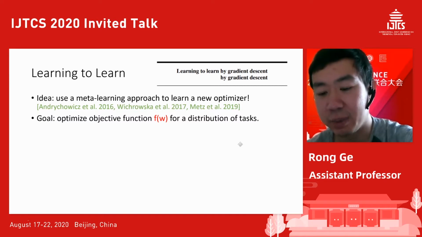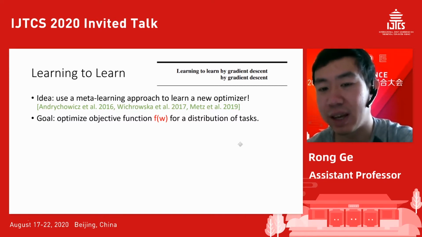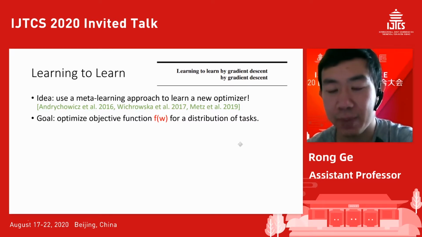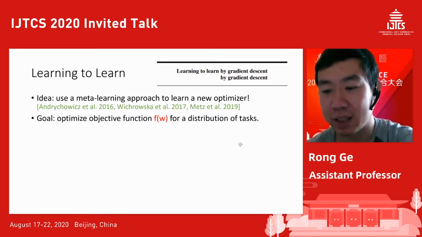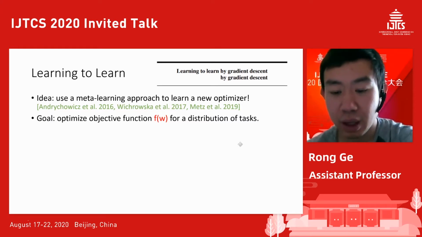CIFAR10 has 10 classes, ImageNet has 1,000 classes. You can sample, let's say, half of the number of classes and use that as one of the tasks you are thinking about. And you can define your objective function as what is your prediction accuracy for the subsampled class. So these are some typical distribution of tasks.